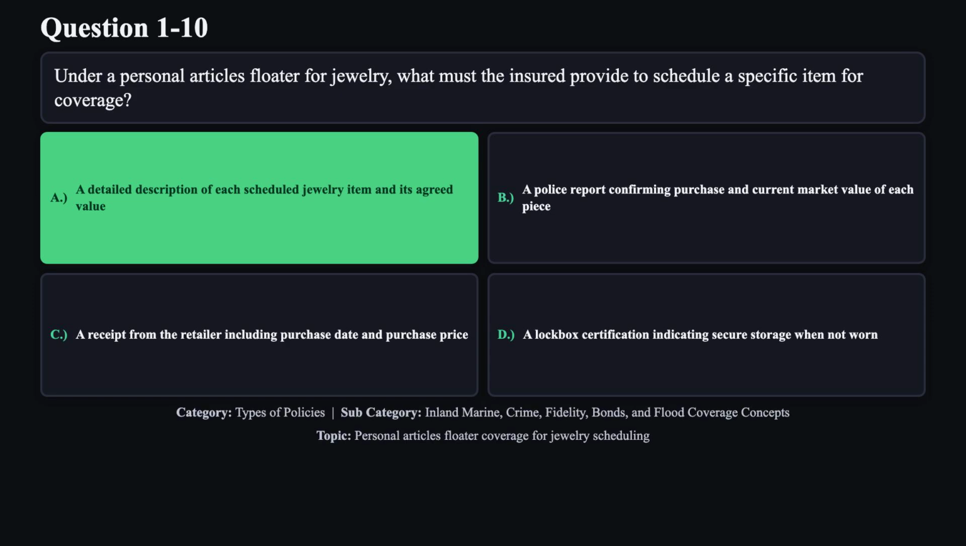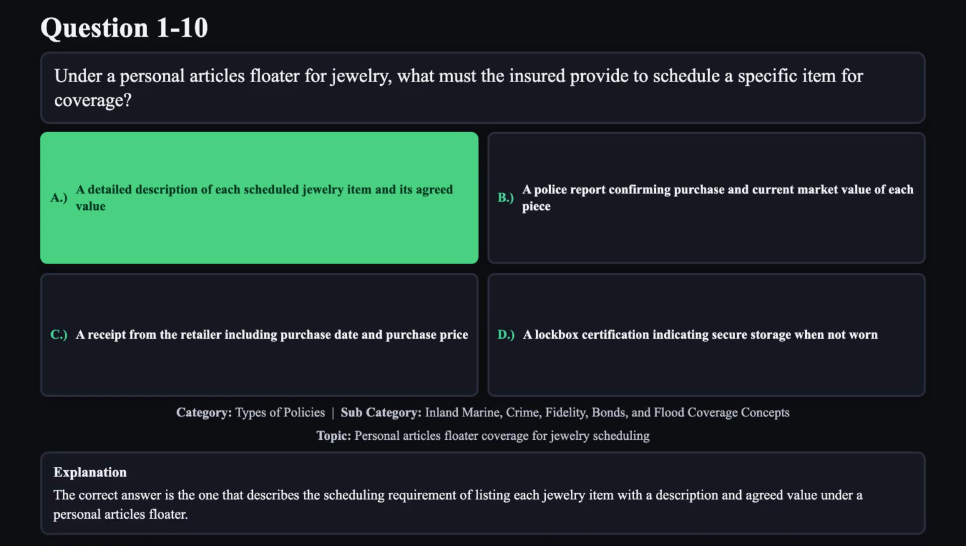The correct answer is A. The correct answer is the one that describes the scheduling requirement of listing each jewelry item with a description and agreed value under a personal articles floater.